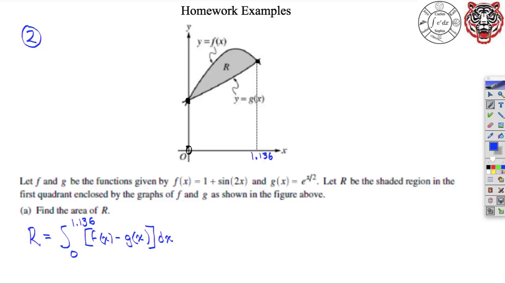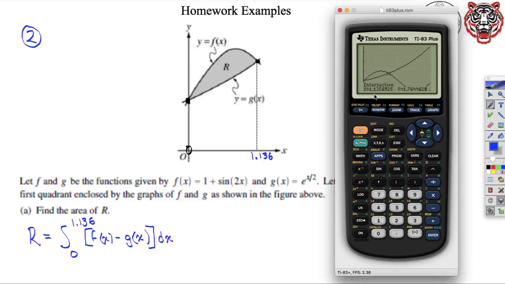Perfect. Now we have to do that on our calculators. The easiest way is probably just from our graph, although you could do it without the graph. You could enter y1, y2, but it's all right there. So what we could... Oh, maybe we can't.